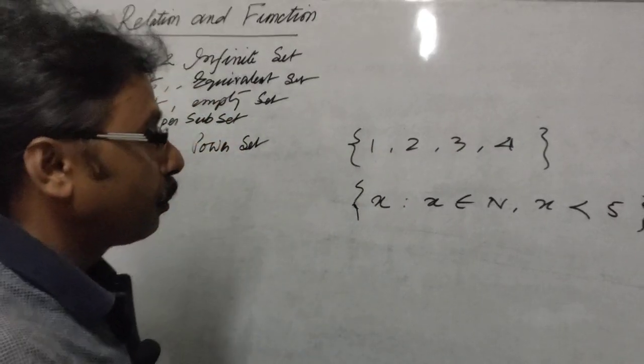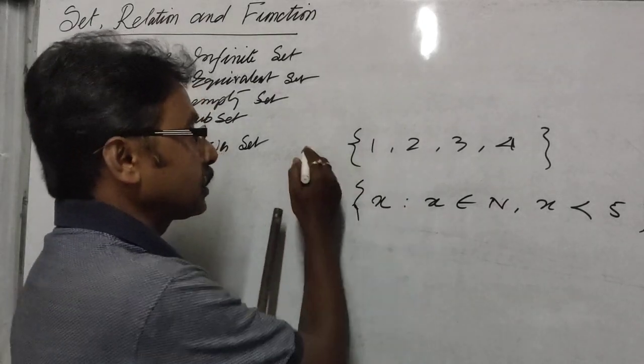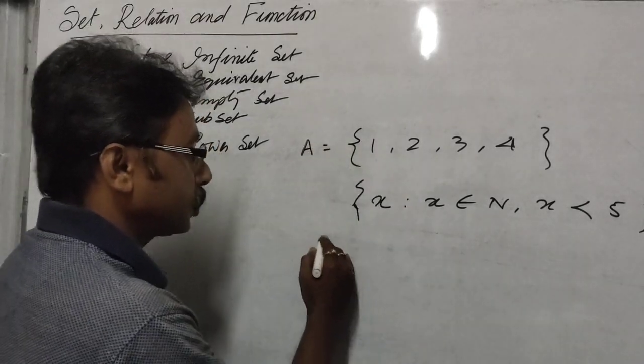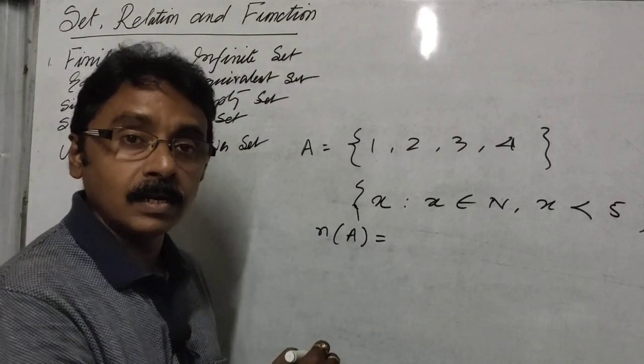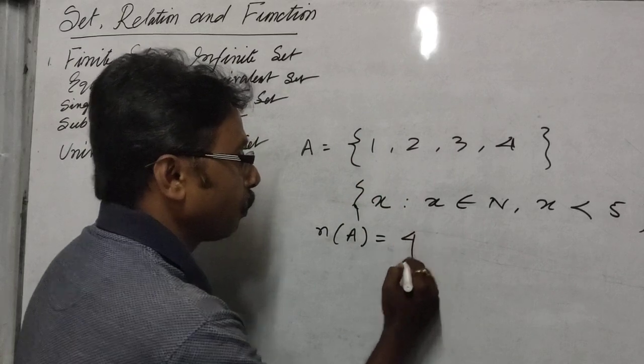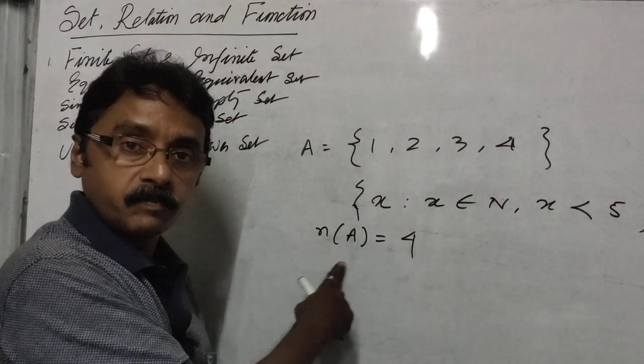Now the number of elements belonging to the set, suppose this is set A, and how many elements are there in the set, that is called its cardinal number, which is 4. Because there are 4 elements, the cardinal number of the set is 4.